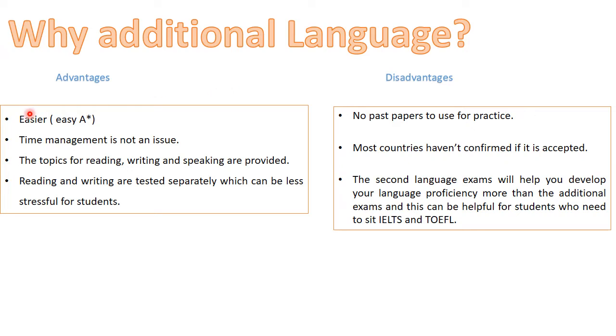So what are the advantages? First of all, of course, the additional language is way easier than the Cambridge second language and Oxford second language as well. Way easier. It's an easy A star. Time management is not an issue at all. The topics for reading, writing, and speaking are provided for you just like Oxford. Reading and writing are tested separately, which can be less stressful for students, of course, just like Oxford.